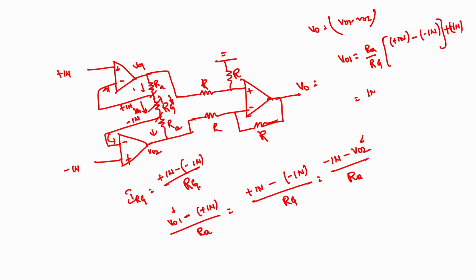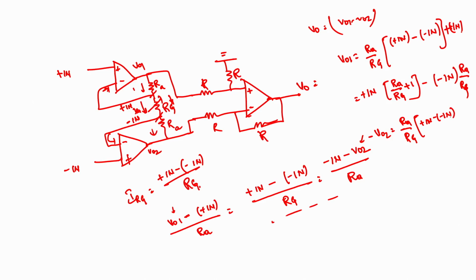So, when I take In plus as a common, I can consider it as RA by RG plus 1, and similarly In minus into RA by RG. So, similarly in the other case, if I consider these two, so minus VO2, I will say RA by RG into In plus minus In minus plus In minus.